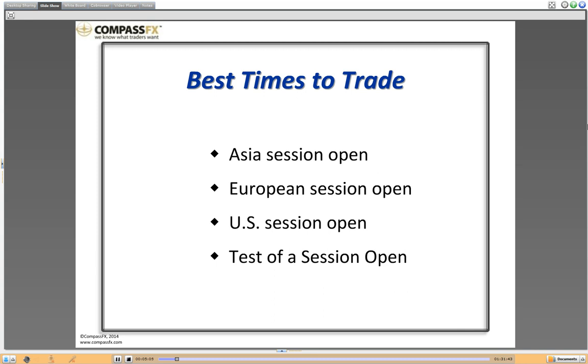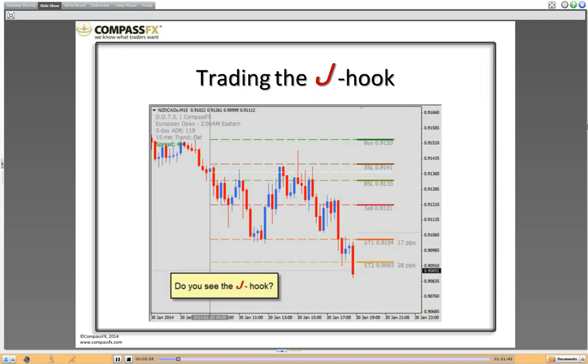And for instance, I was talking with my buddy last night or this morning, Chuck, and he was like, "Man, this J-hook ate me up last night." And my question to him was, "Well, why were you trading in a period where you're not really going to get the follow through that you're looking for?" Now realize this J-hook is a continuation pattern. So we're looking to go long above the open, short below the open.